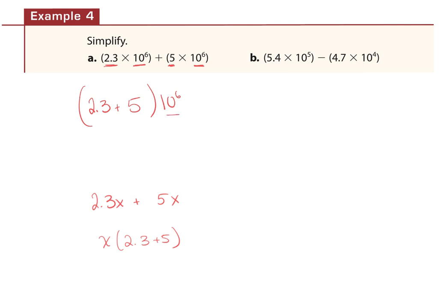They have the same exact term there. And so I am going to just add these guys here. And I'm going to say, well, that is going to be 7.3 times 10 to the 6th. So for this one, I have a 10 to the 5th and I have a 10 to the 4th. All right. So this one is not exactly the same.